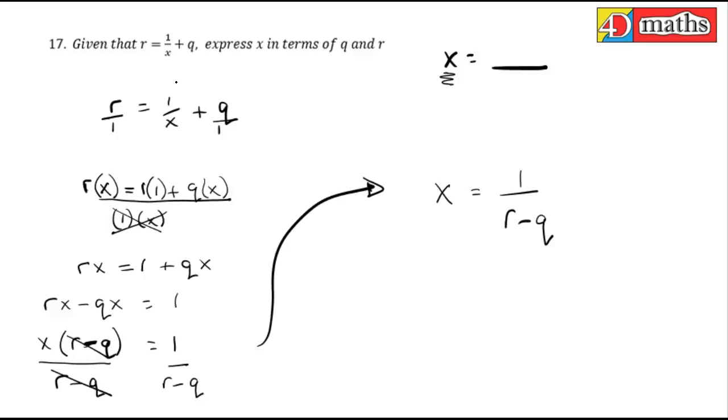Now that's a very difficult question. Okay, so this is worth practicing and doing it a few times.